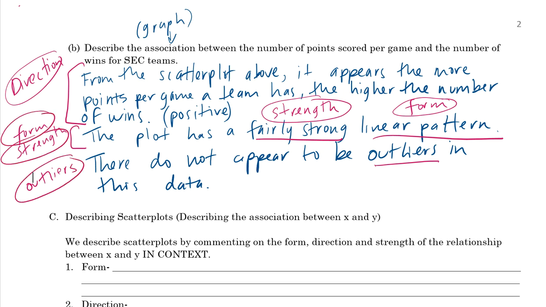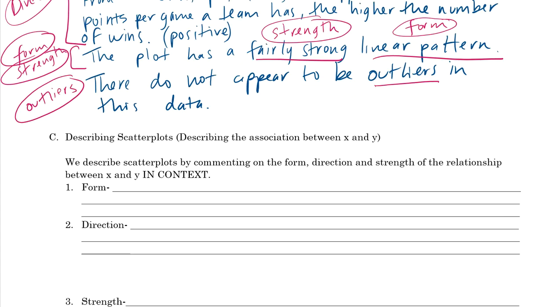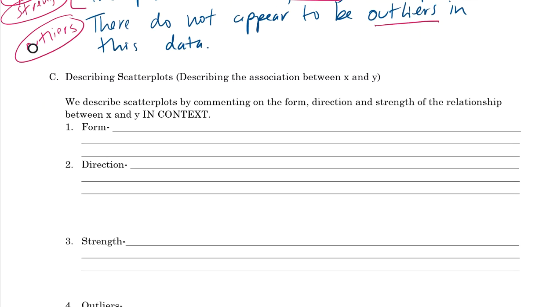Okay. So let's break this down into a little more detail for other problems you might see. And then I'll show you how to create a scatter plot on your calculator. Okay. So we are describing scatter plots by commenting on form, direction, and strength, and the relationship between X and Y in context. If you haven't noticed this yet, you're going to notice it now. Everything you talk about has to be in context. So you can't see a scatter plot and say, it's positive and fairly linear. That covers direction, form, and strength, but there's no context. So that would get you no points.